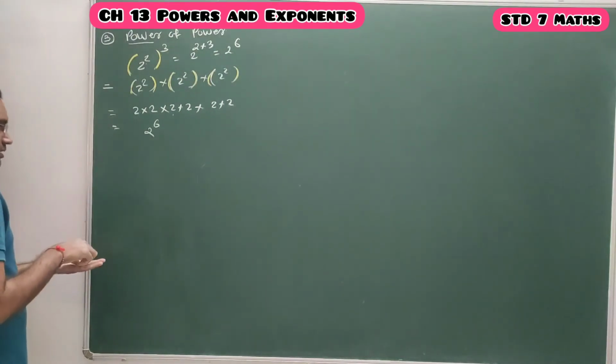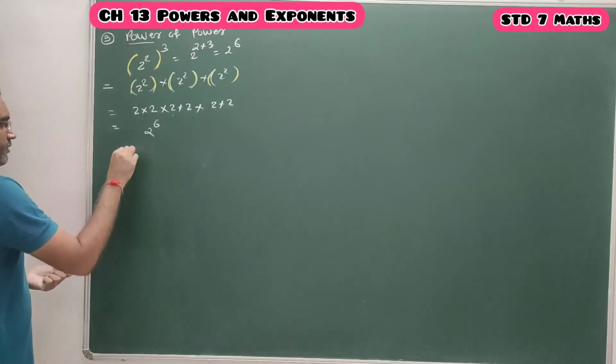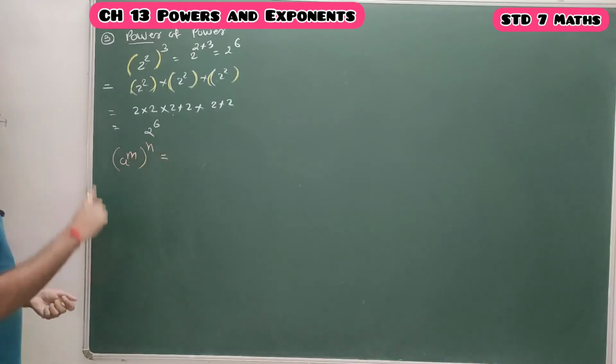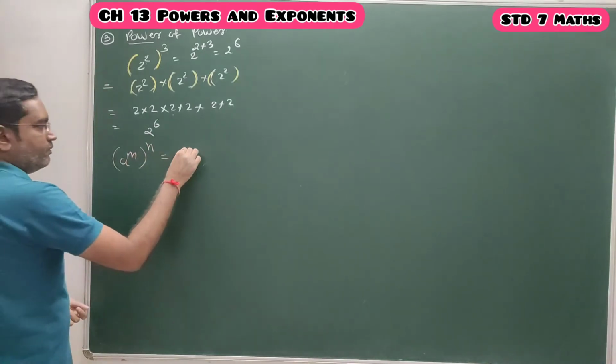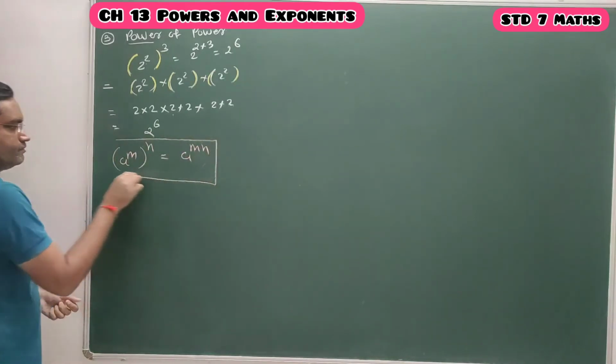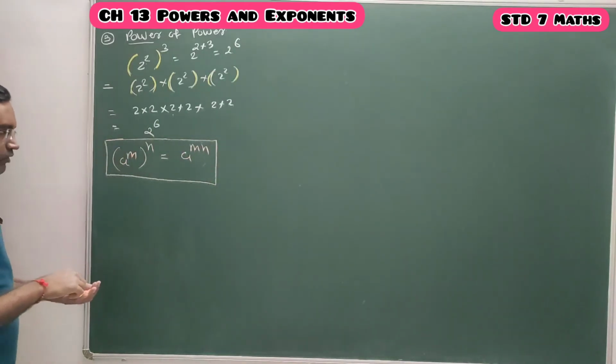So our formula is, whenever you are given a power a raised to m, and whose power n is there, power of power form is there, we can perform multiplication of those powers. So it will be a raised to mn. This is the third law of exponent.